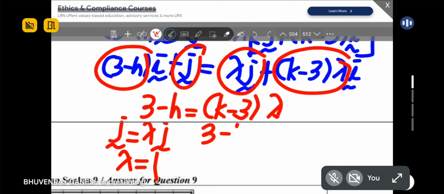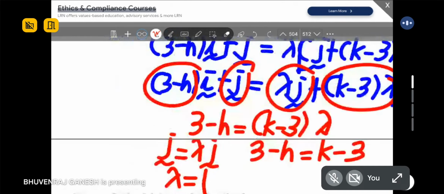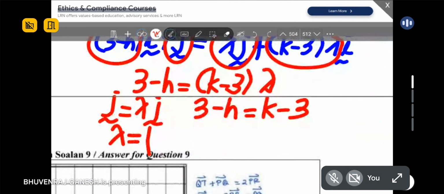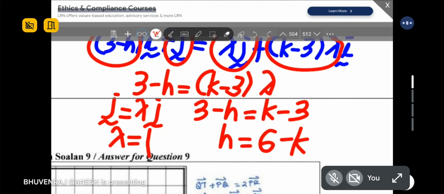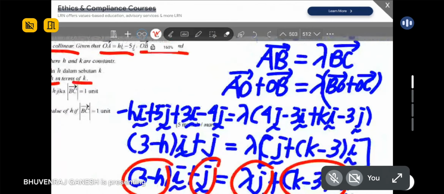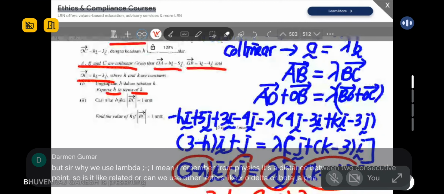So you substitute lambda equal to 1. So K minus 3. So they ask you to express, ungkapkan H dalam sebutan K. So that means H is equal to 6 minus K. Understand? Dapat? Do you see the concept, guys? Simple or not? That's all lah. Itu saja. Okay, it looks very complex, but actually it's very simple.